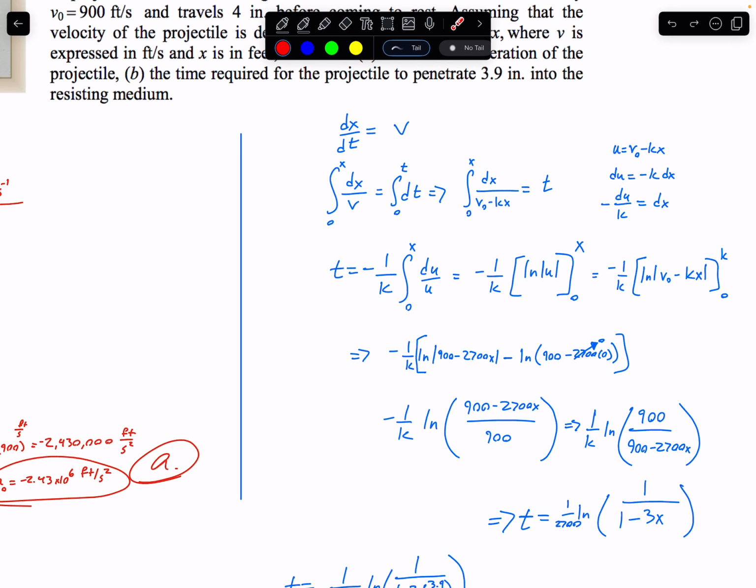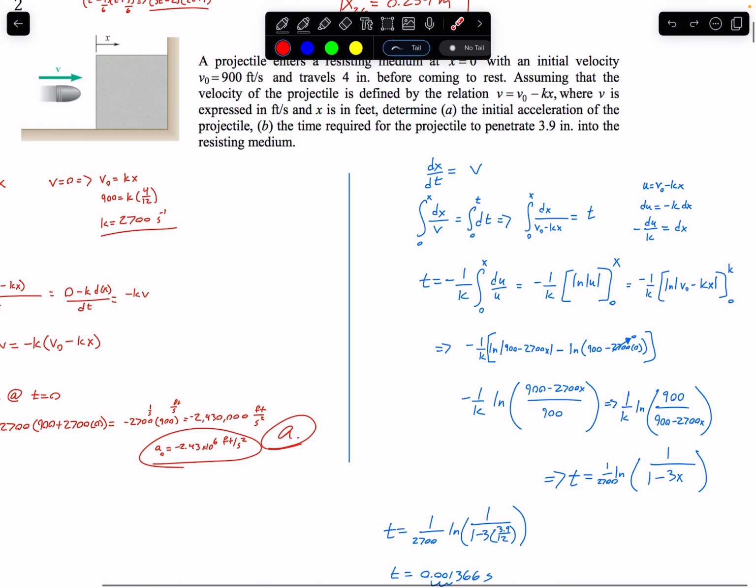And then for part B, we are looking for the time required, and we know dx over dt is equal to v, so we can take the integral of both sides and manipulate it a bit. We know that v has components of x in there, so we put that over on the x side, which is dx over v0 minus kx equals dt, and we're integrating from 0 to x and 0 to t.